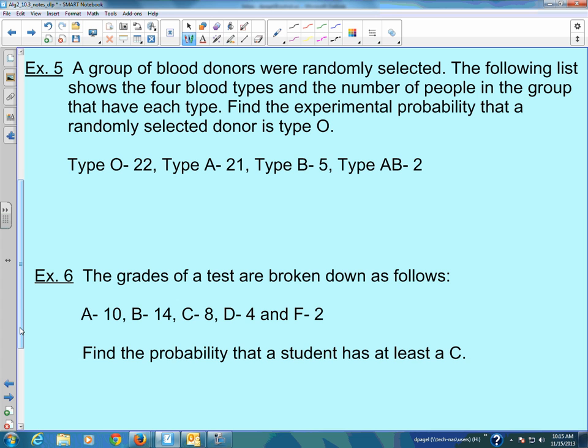All right, so we would say the probability for type O, in this case our experimental probability, would be the number of type O persons over the total number of persons. And we have 22 type O's, and there are a total of 50, I believe, people in this random sample. And so we get then 11 over 25 would be my probability that it's a type O candidate.